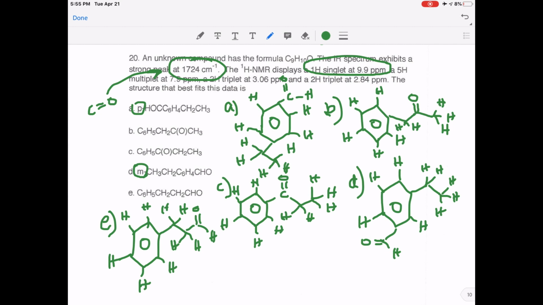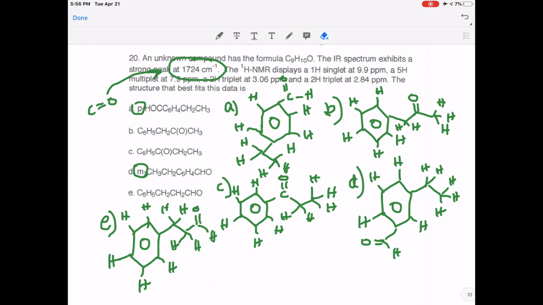So for the first piece of data that we are given, we have a 1 proton singlet at 9.9 ppm. So this should actually verify the information we were given in the IR, because that's a very high chemical shift, 9.9 ppm. So that would correspond to a carbonyl compound, either a ketone or an aldehyde. And in this case, the carbonyl compounds that were given are precisely either one of those. So that is just our verification of the IR data.